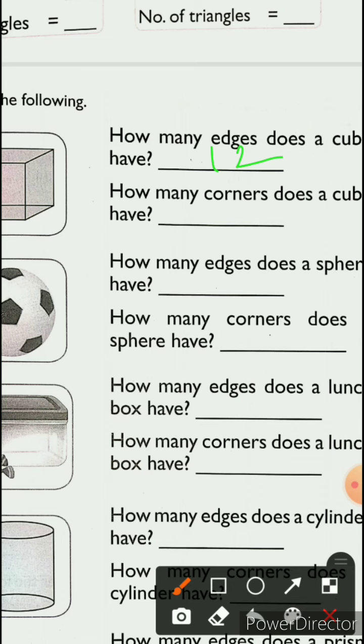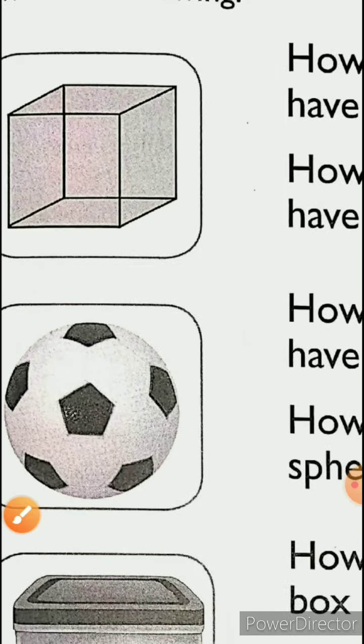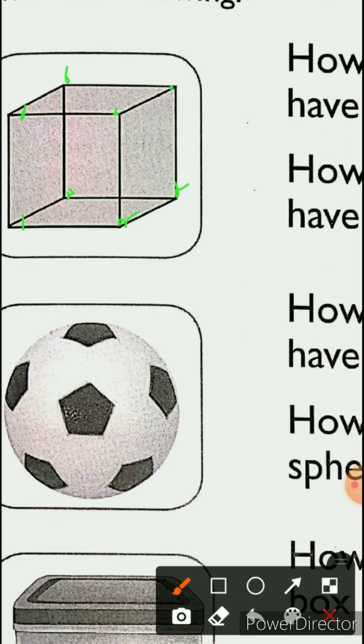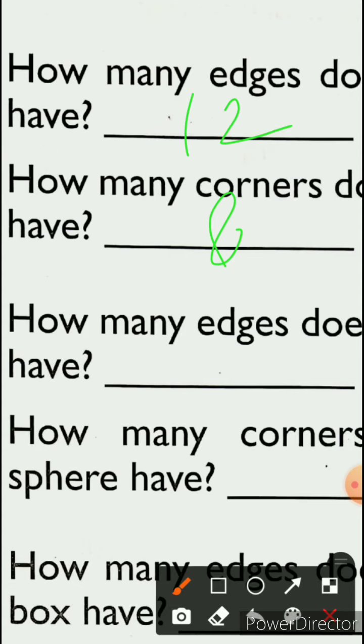Now just count the number of corners in a cube. So check it again, where 2 to 3 edges meet, that is the corner. So here 1, 2, 3, 4, 5, 6, 7, 8. So the total number of corners in a cube is 8. Okay, so our answer is 8. Edges 12 and corners 8.